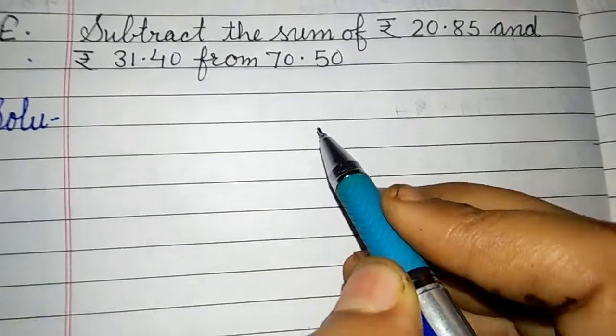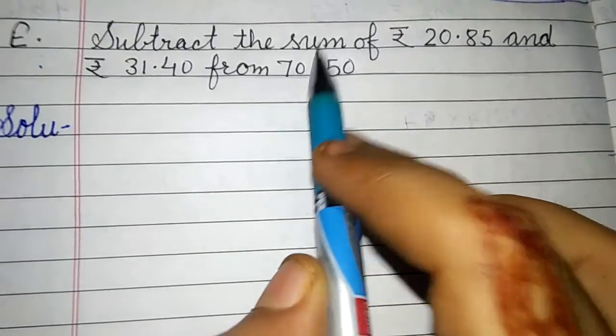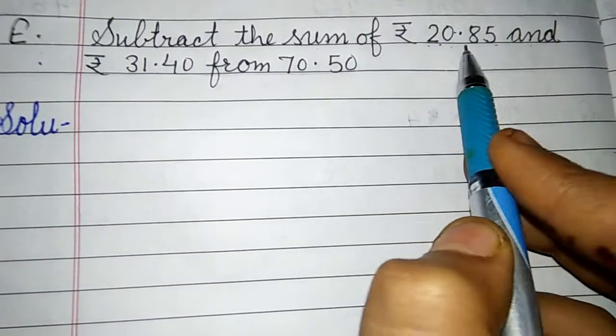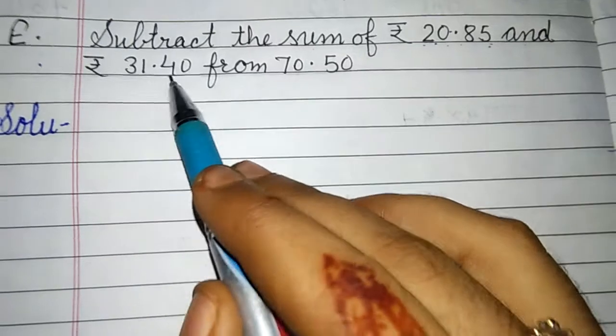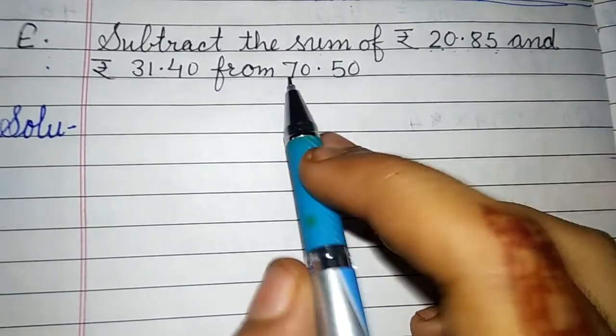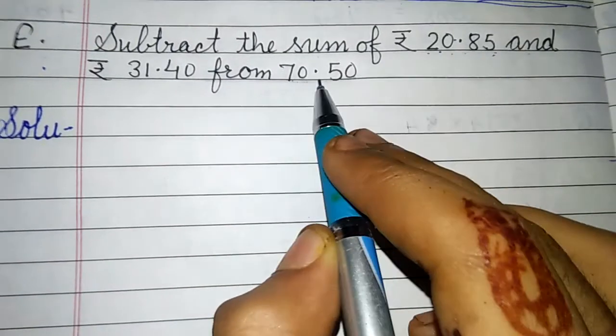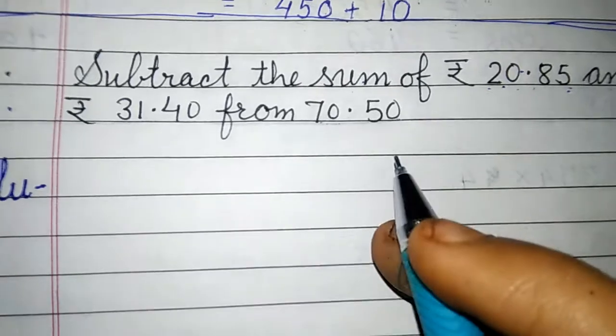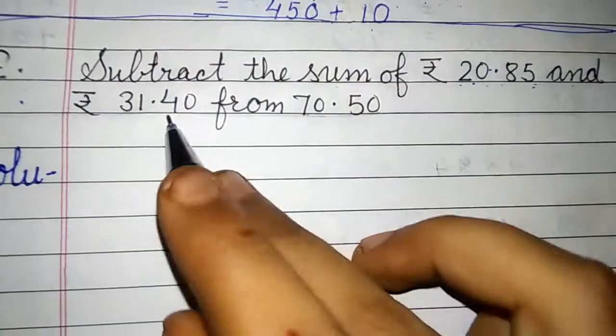Children, question is saying first we have to add these two given amounts, rupees 20.85 and rupees 31.40. After that the answer will come. We will subtract that answer from 70.50. Okay. So add both these amounts.